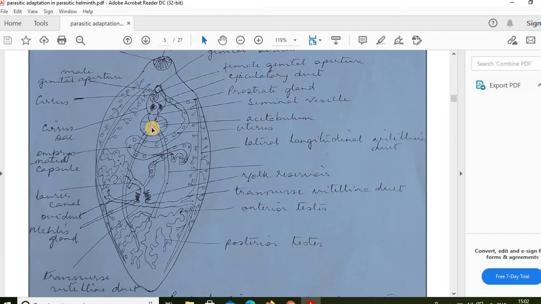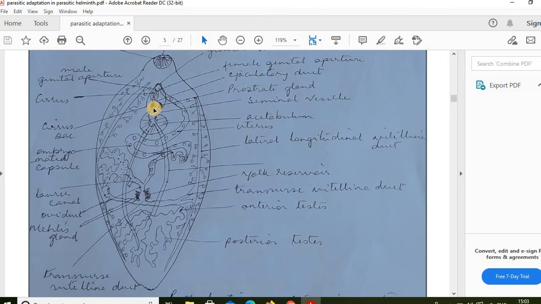The vas deferens, or sperm ducts, from both sides unite and run forward. They unite to form a dilated, muscular seminal receptacle, which serves the purpose of storing the sperm.